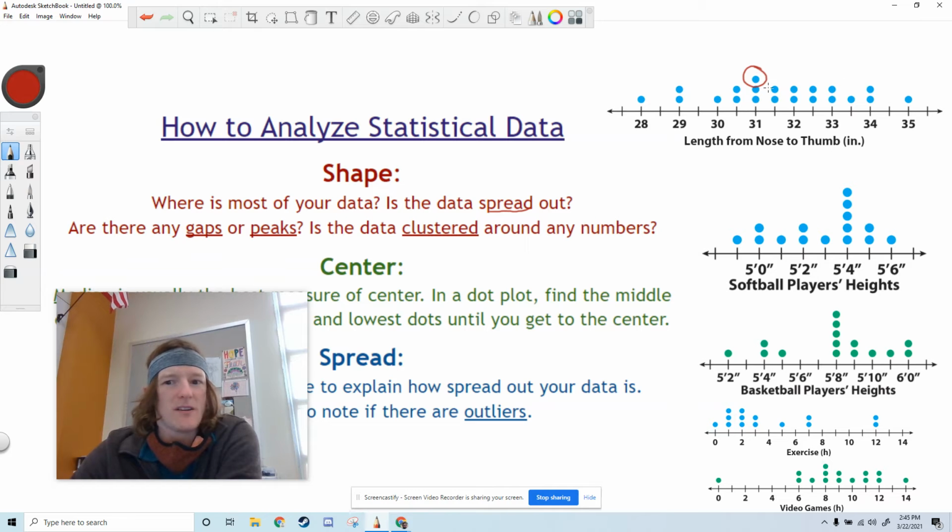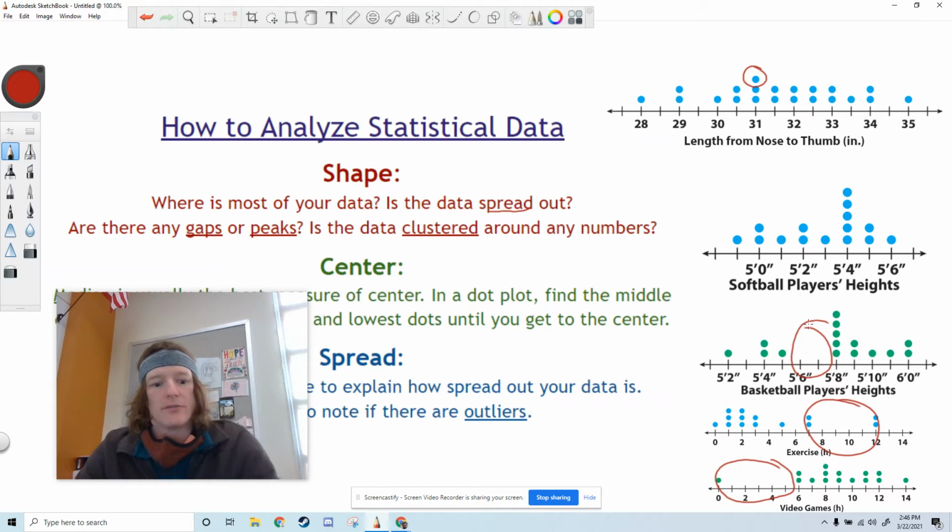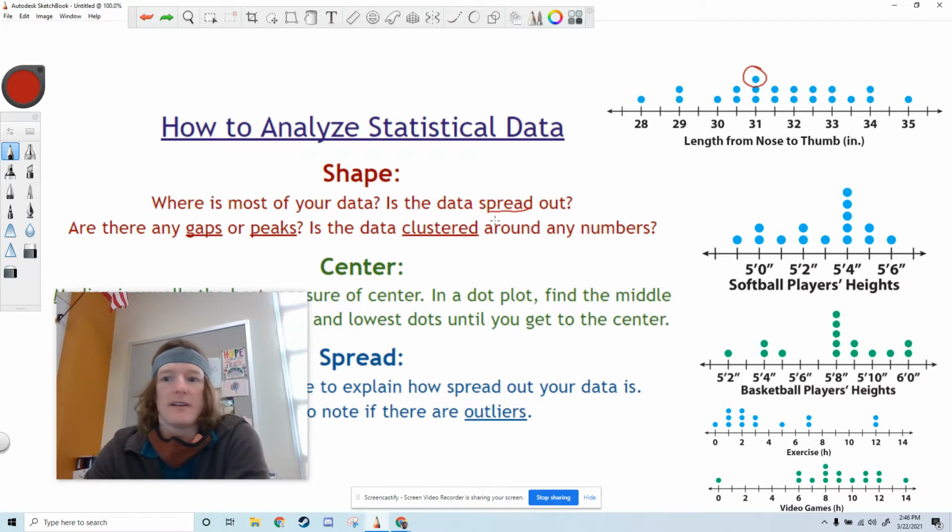There's a couple small gaps, but I don't think there's enough gaps to really say there's any gaps. Maybe if it was a big gap like we have here on exercise 8, or a big gap here, or a big gap here on those three on the bottom. Are there any clusters? It doesn't look like we have any really big clusters of dots either.